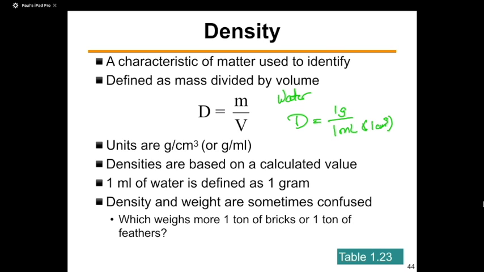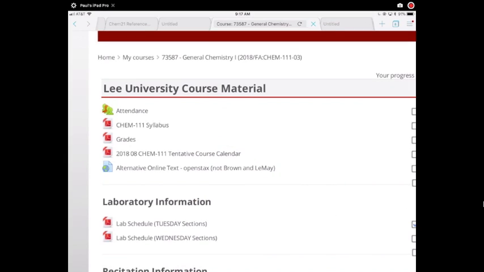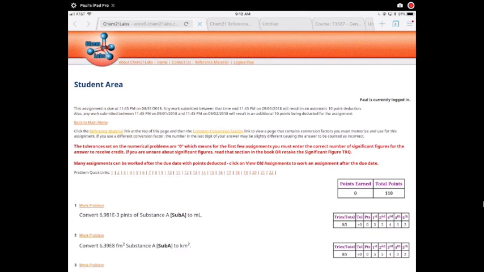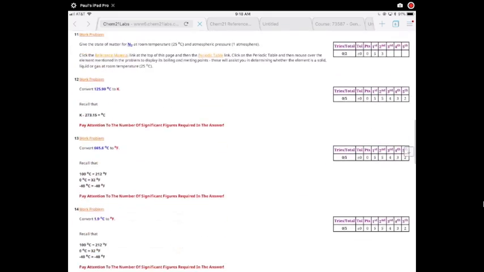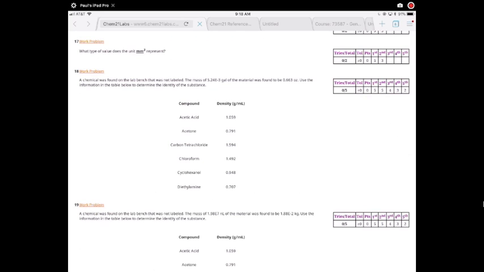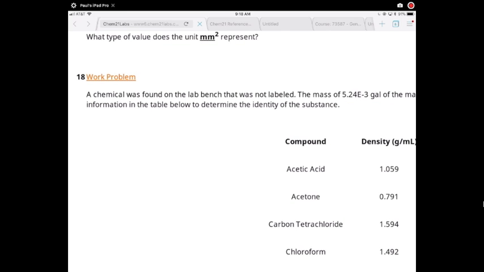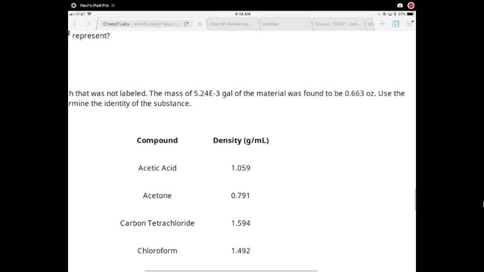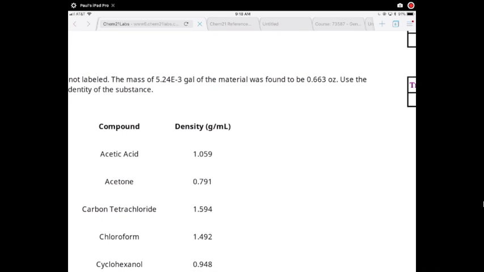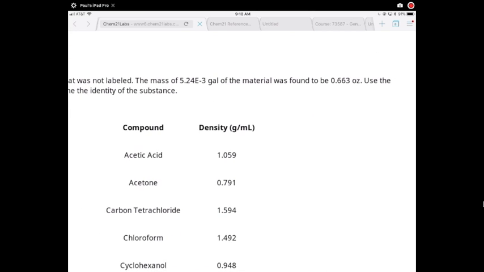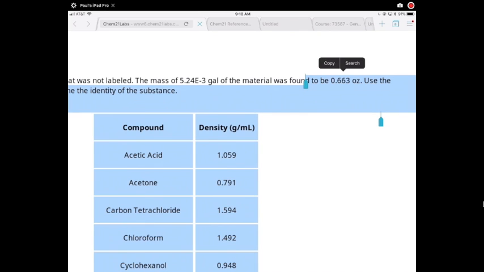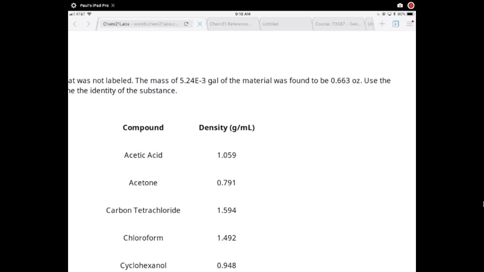Now, let me show you something real quick. When you look at your CHEM-111, I'm going to go down to problem number 18. Check this out. Problem number 18: a chemical was found on the lab bench that was not labeled. Its mass is right over here, 0.663 ounces. Stop. So that's the mass. And its volume is 5.24 e to the minus 3 gallons.